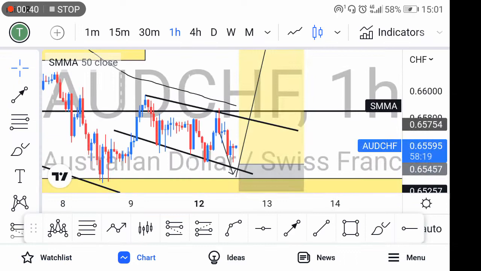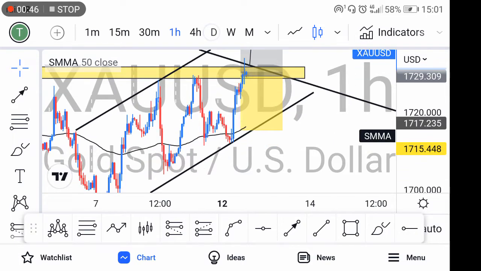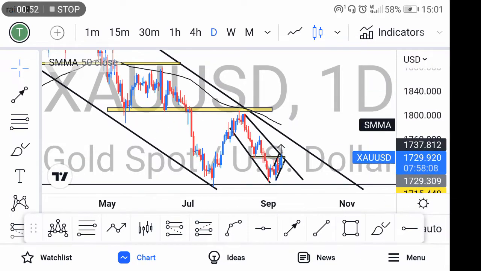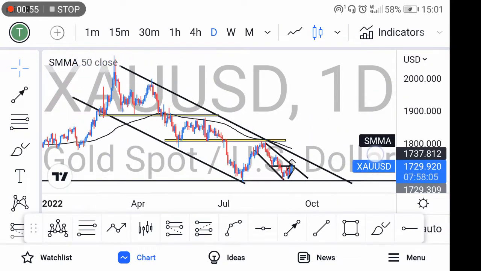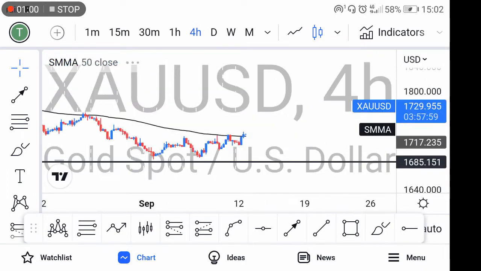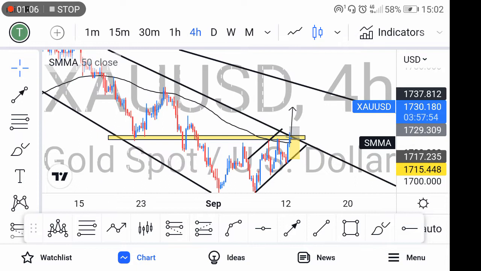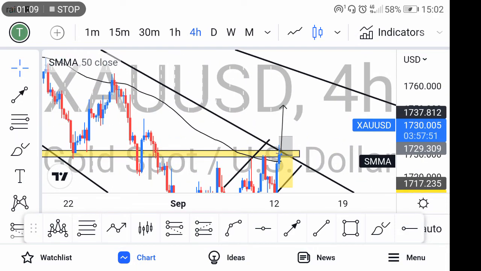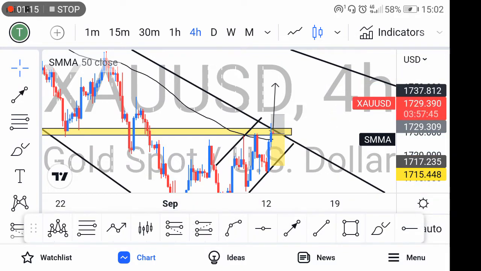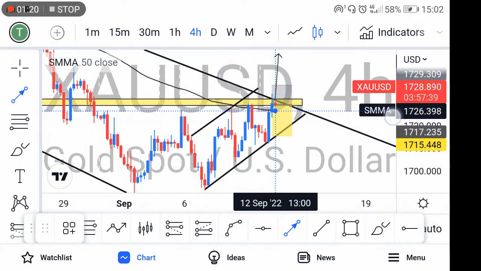So our first pair, which is gold, let's see what we're expecting on gold. Let's go on a daily, let's see the bigger picture. As you can see, guys, we are in an overall bearish trend, and we have trends inside trends, guys. So if you go on a 4-hour, we can see price is at our resistance zone, which is this zone here, and it's touching our resistance trend line. So with this, I'm expecting it maybe to go down to complete this channel.